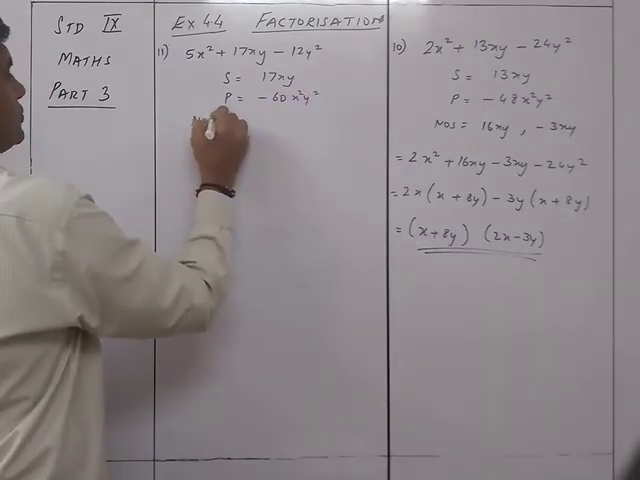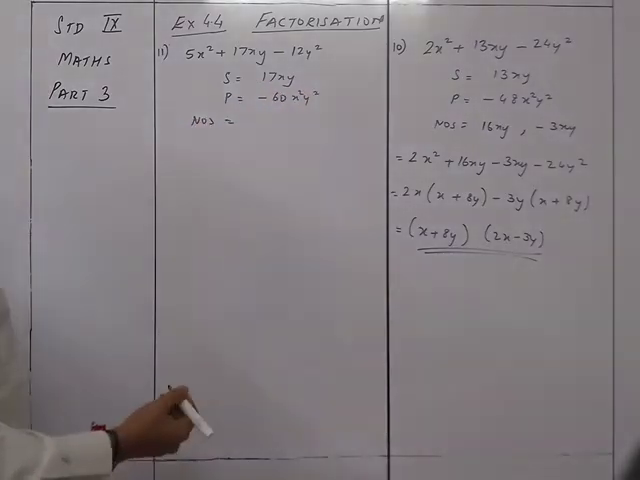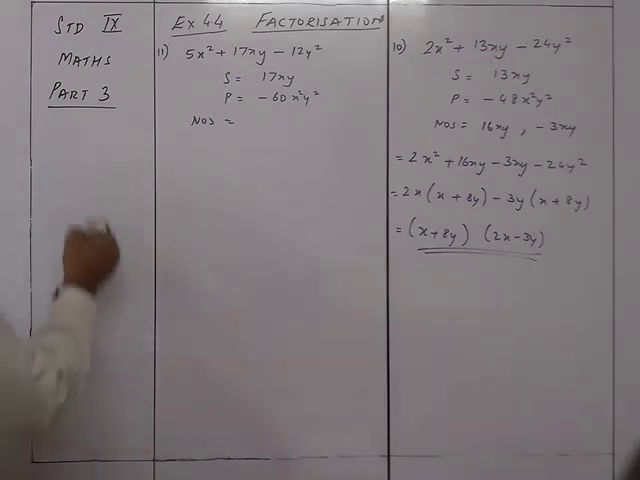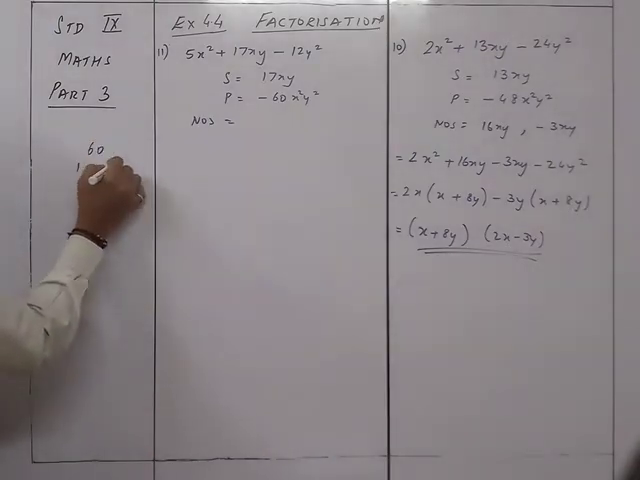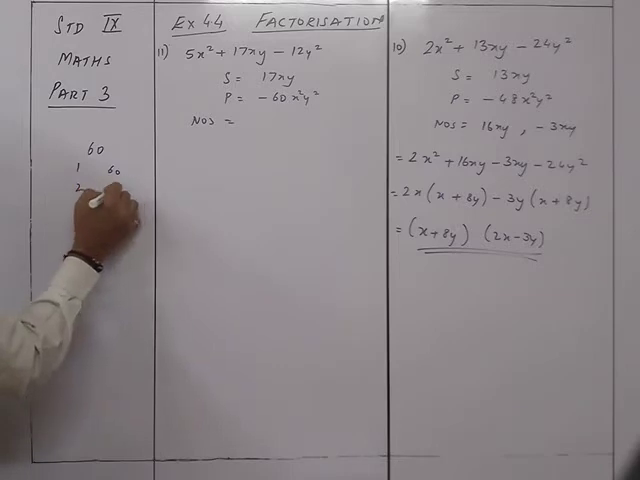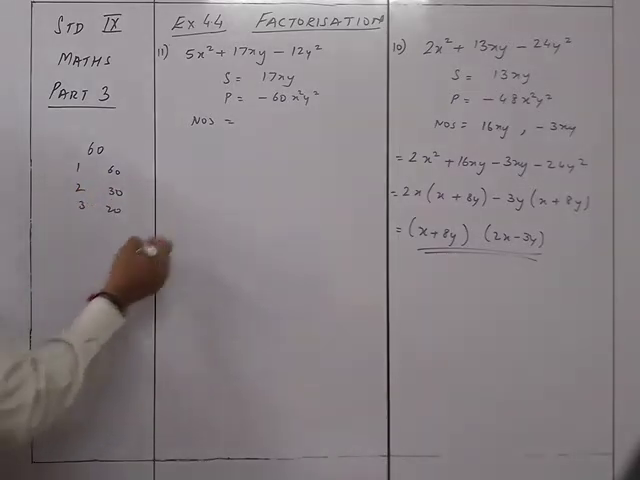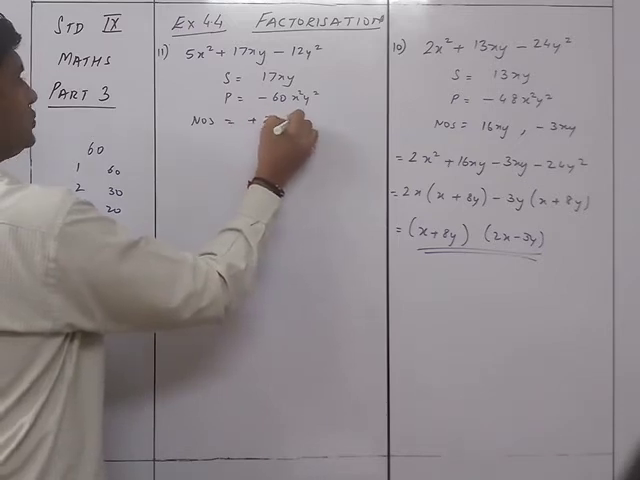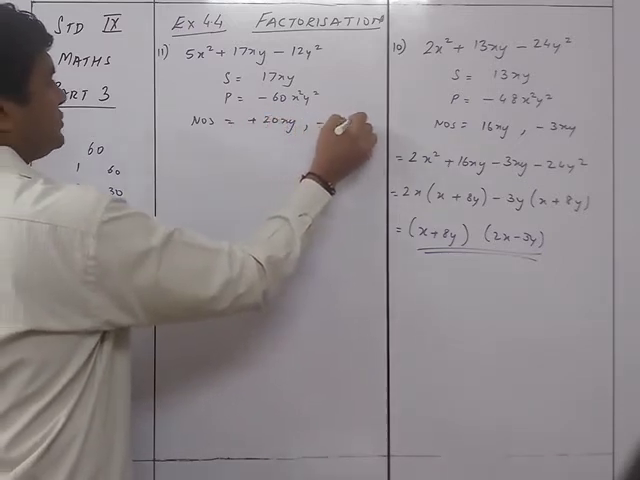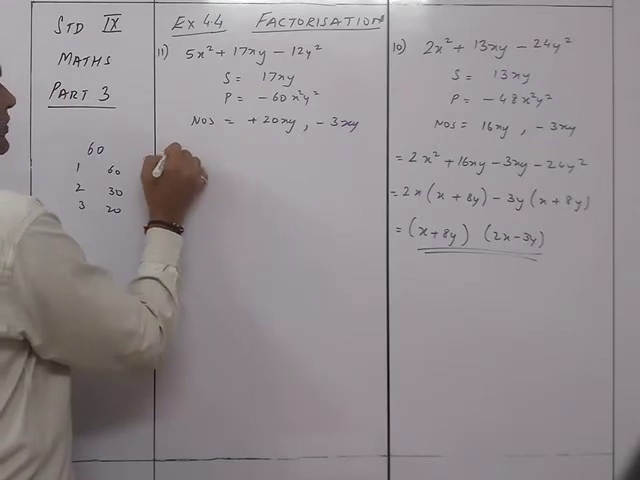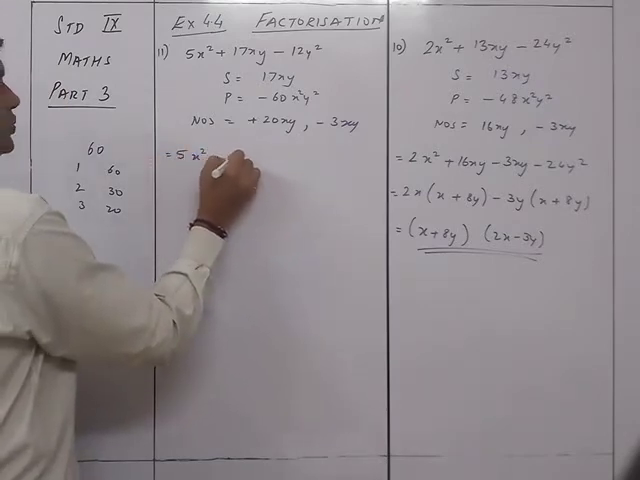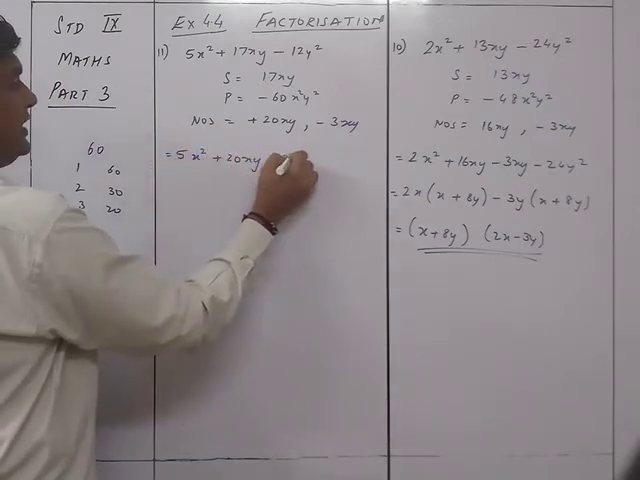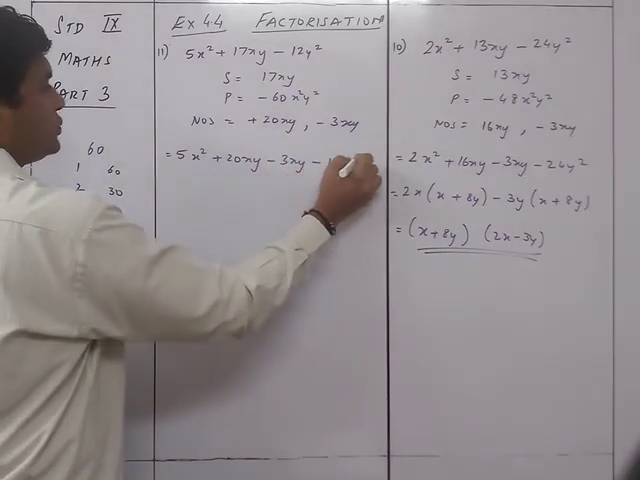So the numbers will be, of course, it's 60, so it will be 1 into 60, 2 into 30, 3 into 20, yeah, 3 into 20 will be the thing. So it will be plus 20xy and minus 3xy. So that will be 5x square plus 20xy minus 3xy minus 12y square.